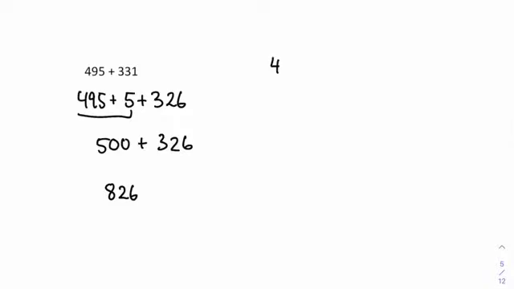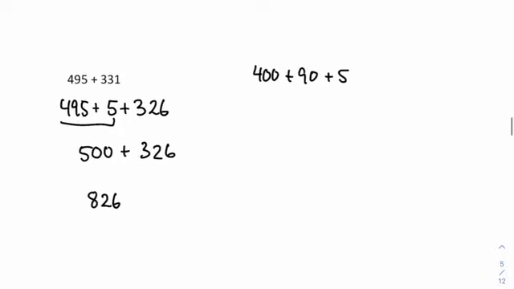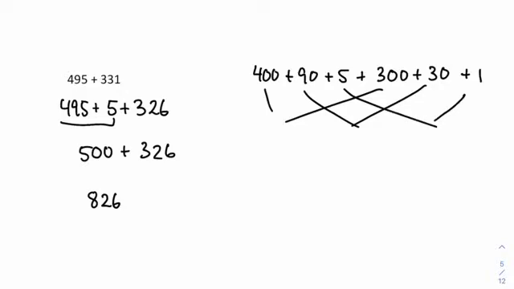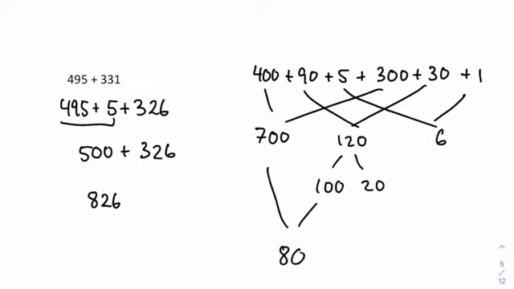Or you can completely decompose this into hundreds, 90s, and ones, and add that to hundreds, 300, 30, and 1, and group the hundreds, right? Group the tens and group the ones. You group the hundreds, you get 700. Group the tens, you get 120, and group the ones, you get 6. Then if you want, you could decompose that 120 into 100 and 20, and then group the 700 and the 100 and get 800. And then we have the 20 and the 6 that come down, right, 826.